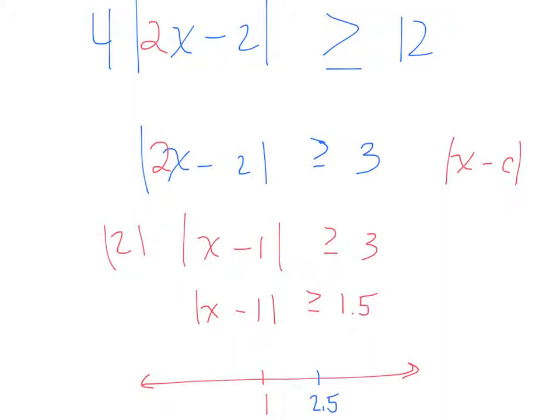2.5. Good. Niall, 1.5 to the left. What do I get? Negative, or, yeah, negative 3.5. Not 3.5. Oh, 2.5. Be careful. You're at 1. You're taking away 1.5. Negative 0.5. There it is.